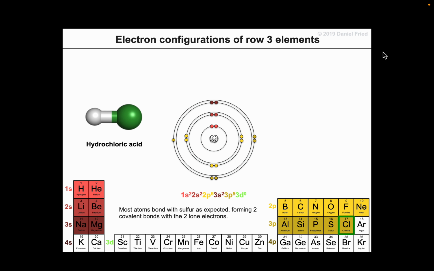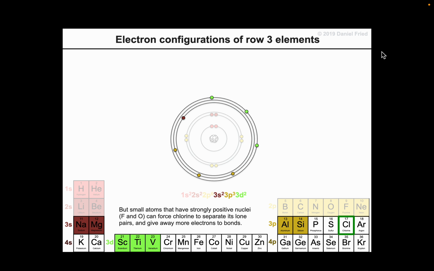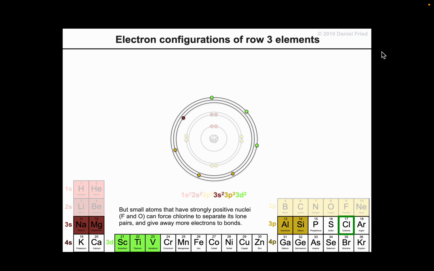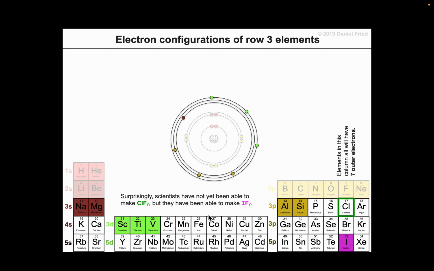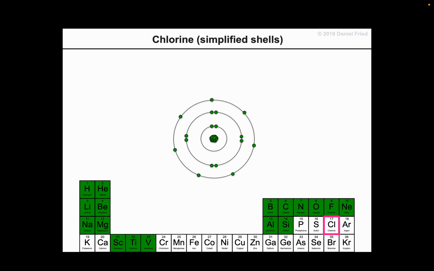Most atoms bond as expected, forming 2 covalent bonds with the 2 lone electrons. But small atoms, oh my, 7 bonds. They cannot make some of these, but they have been able to make IF7. Not possible yet for others, but look, iodine heptafluoride. Like, this is very crazy, as you can see.